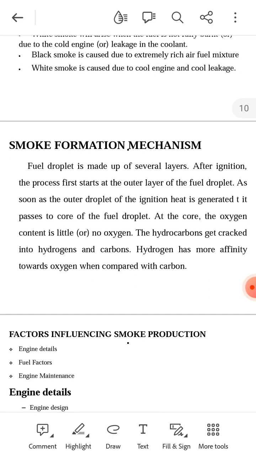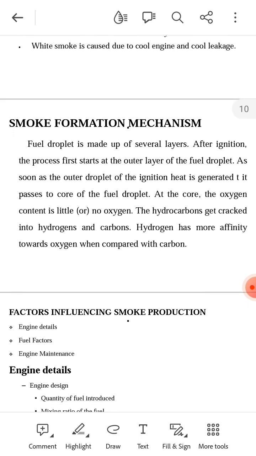The next is smoke formation mechanisms. The fuel trumpet is made up of several layers. After ignition, the process first starts at the outer layer of the fuel trumpet. As soon as the outer layer ignites, heat is generated and passes to the core of the fuel trumpet. At the core, the oxygen content is little or none. The hydrocarbons get cracked into hydrogen and carbon. Hydrogen has more affinity towards oxygen when compared with carbon.